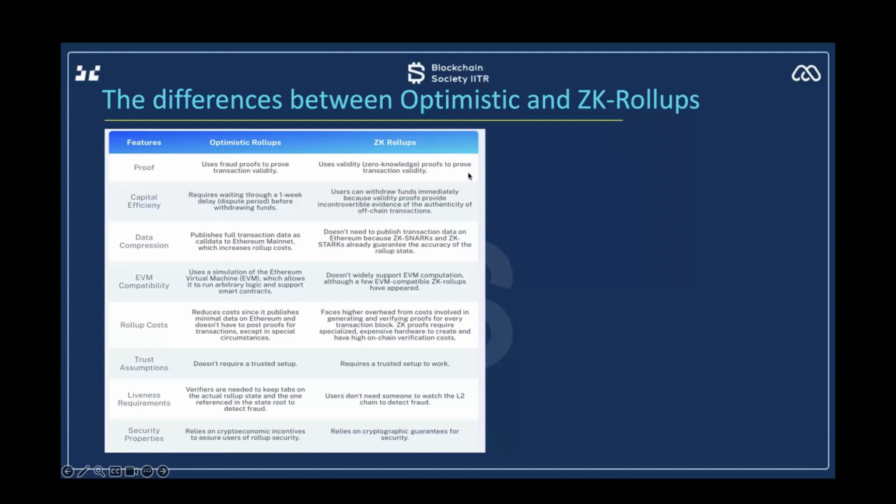Okay, I guess these are the differences, and these should be enough for you to understand what optimistic and ZK rollups actually are. We have upcoming lectures to explain all the details in much more depth. But this was the intro to optimistic and ZK rollups. Any doubts?